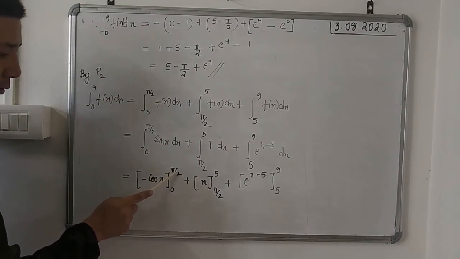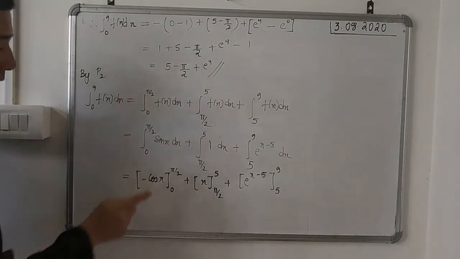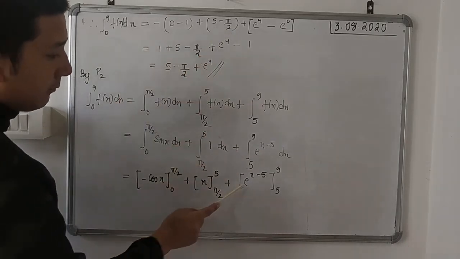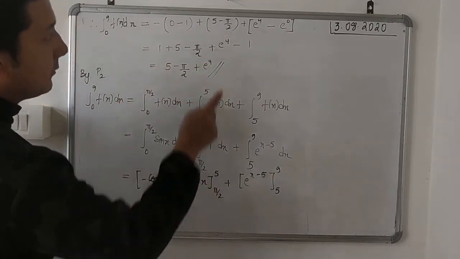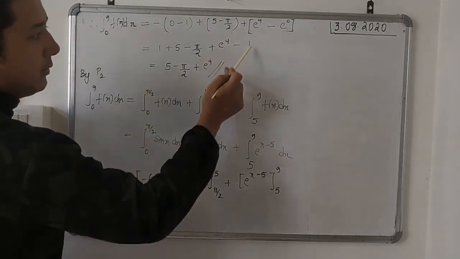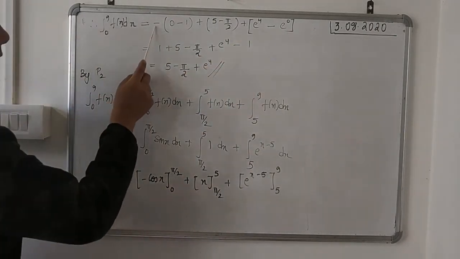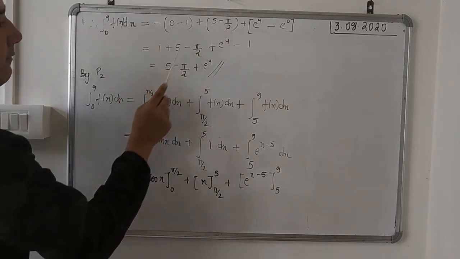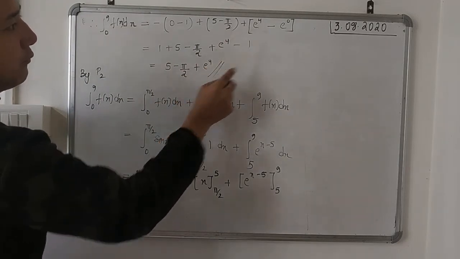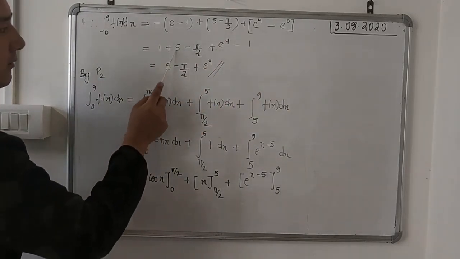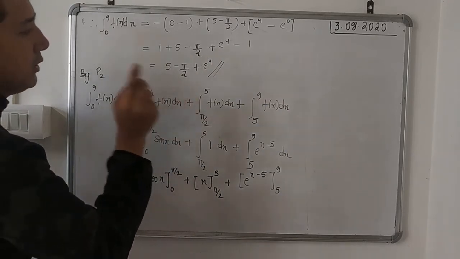So I've taken the minus outside. By the way, what is cos 90? Cos 90 is 0 and cos 0 is 1. Plus this is 5 minus pi by 2, plus e to the power 4 minus e to the power 0. By the way, e to the power 0 is 1. Now open the brackets. This is 0 minus, and minus plus 1, plus 5 minus pi by 2, plus e to the power 4 minus 1. Plus 1 and minus 1 cancel out. So the final answer is 5 minus pi by 2 plus e to the power 4.